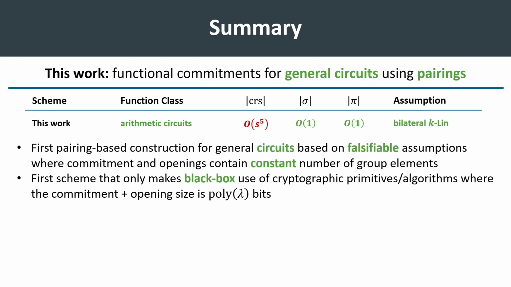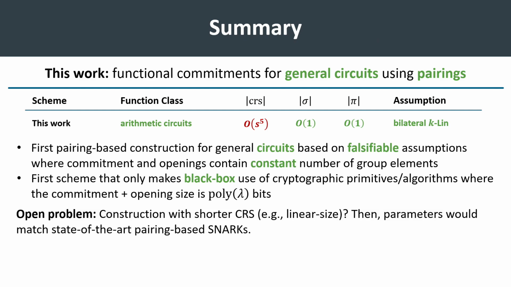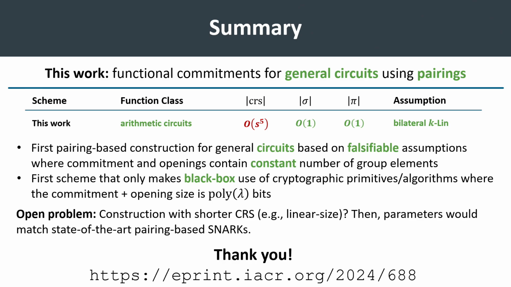To summarize, in this talk I described a general approach for constructing pairing-based functional commitments that support all arithmetic circuits, with the property that both the size of the commitment and the size of the opening consist of a constant number of group elements. As an open question, something very interesting is: can we get something with a shorter CRS? I didn't say why we got an S to the 5 CRS size, unfortunately, due to time. But a very nice question is, can we get a construction with a much shorter CRS, something linear or, let's say, quadratic in the size of the circuit rather than circuit size to the 5? With that, I'll conclude. Thank you very much.